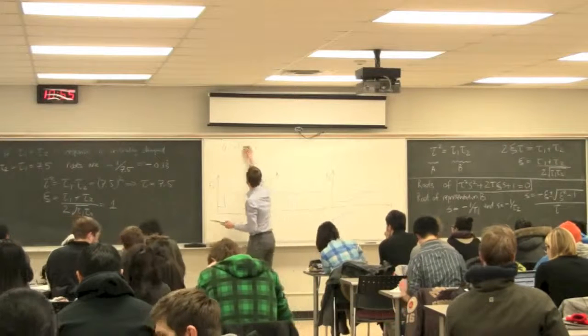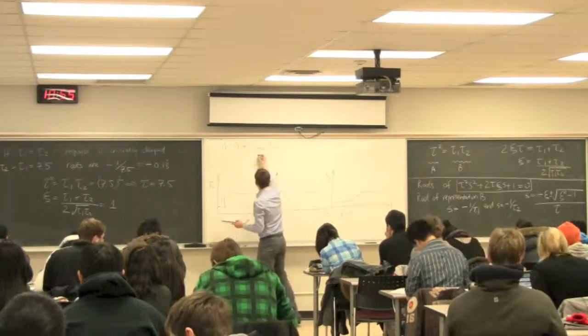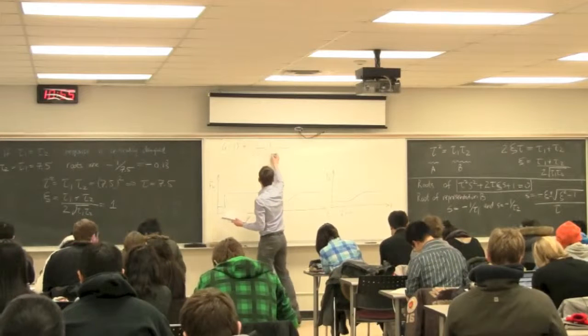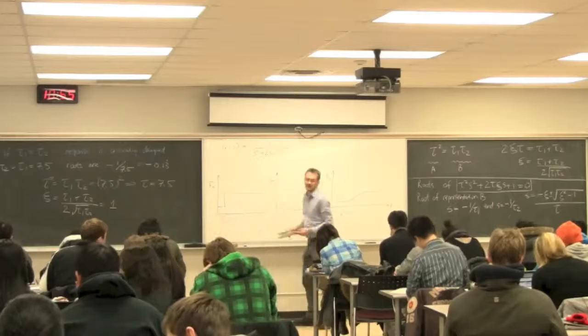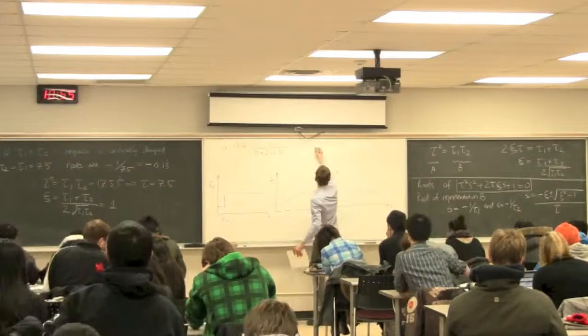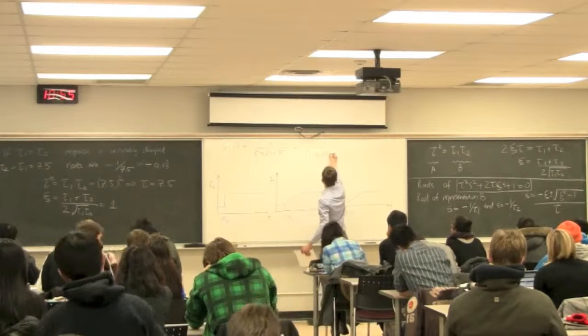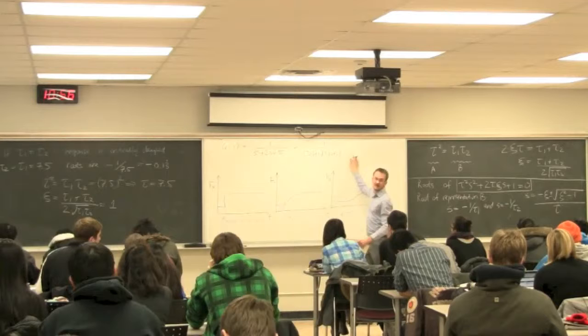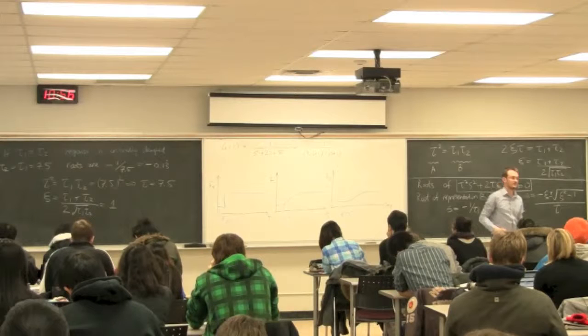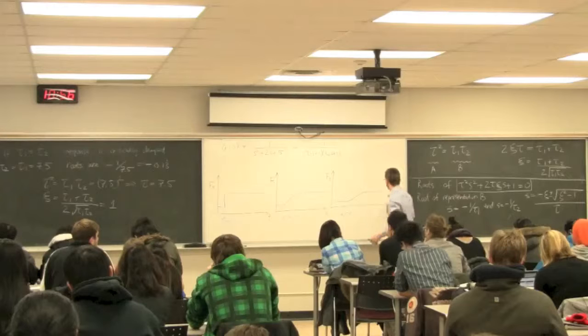We had G(s). I'll take a modification of it. Just take 1 over s squared plus 2s plus 5. Can you write this in the form 1 over (tau 1 s plus 1)? Can you write it in that form? Can you find the tau 1 and tau 2?